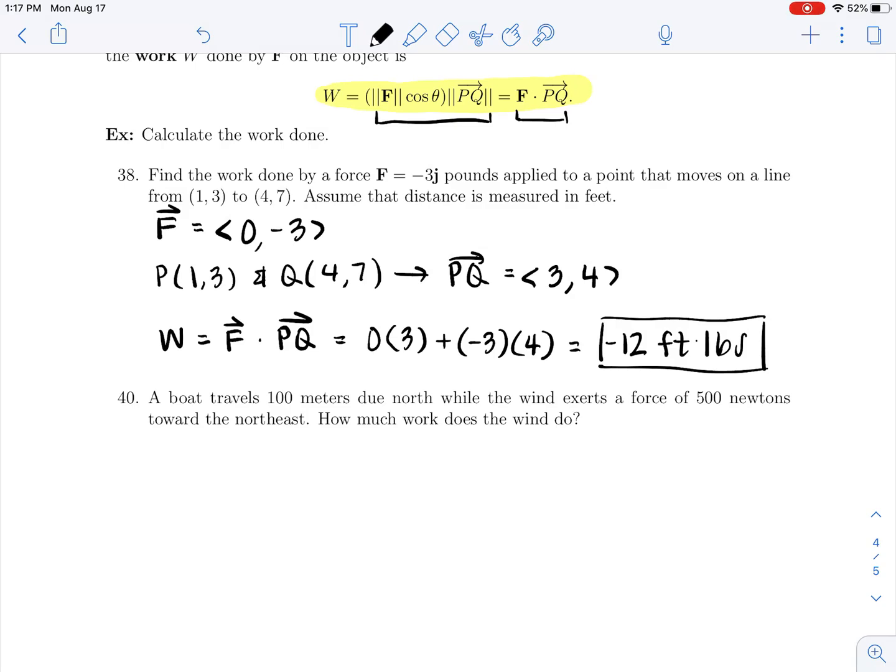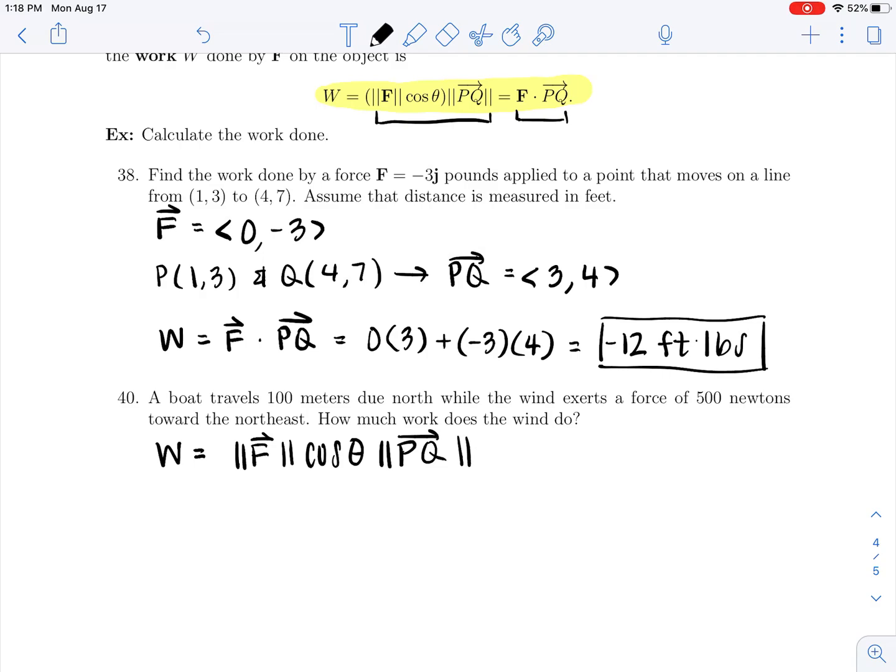All right, and our final example, number 40: a boat travels 100 meters due north while the wind exerts a force of 500 newtons toward the northeast. How much work does the wind do? So the first thing we see is we do not have component forms at all in any of these vectors. So this leads us to believe that we probably want to use the fact that work is the magnitude of F times cosine of the angle between them times the magnitude of PQ.